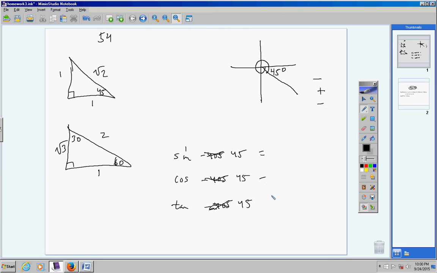So the sine of 45 is opposite over hypotenuse, negative 1 over square root of 2. So we're going to rationalize that and make it square root of 2 over 2. Alright, cosine of 45. Let's see, cosine would be adjacent over hypotenuse, positive. So 1 over square root of 2. Rationalized is the same thing, square root of 2 over 2. And then tangent is opposite over adjacent, 1 over 1. Tangent is negative, 1 over 1 is 1. So there's your answer.